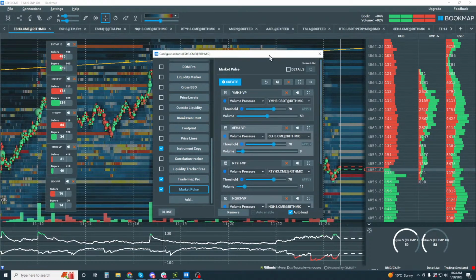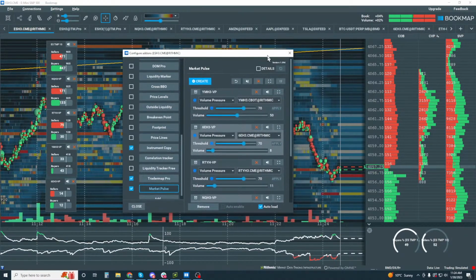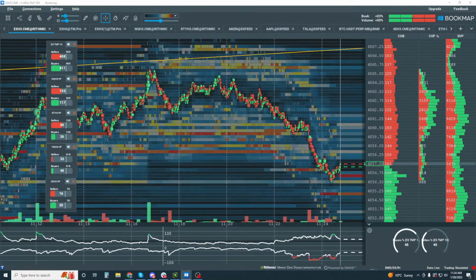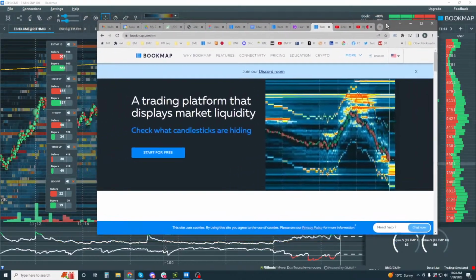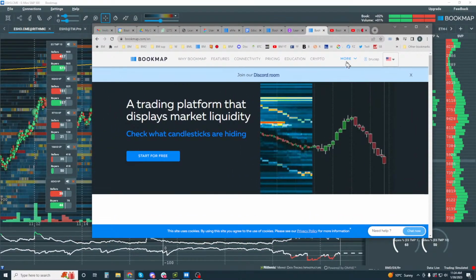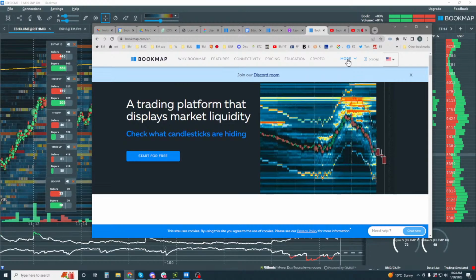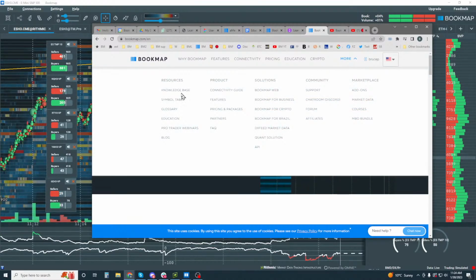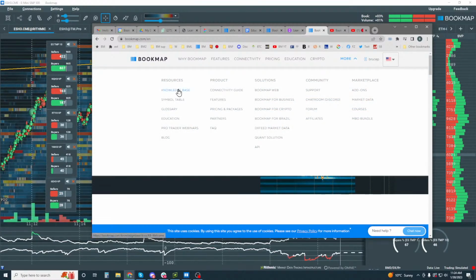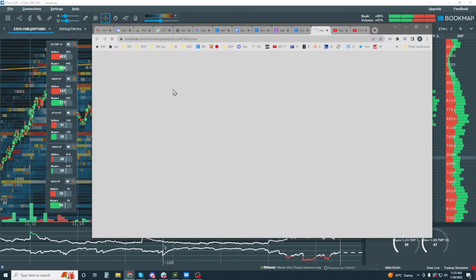Okay, so how do you get it? Let's go over that. So go to bookmap.com and then click on the more button here. And there's two different places you can get it. So right now you can go to the marketplace. I'm sorry, the knowledge base. Go to the knowledge base.